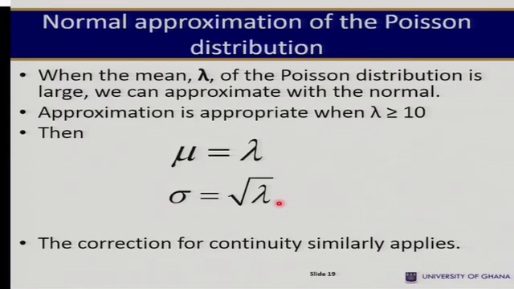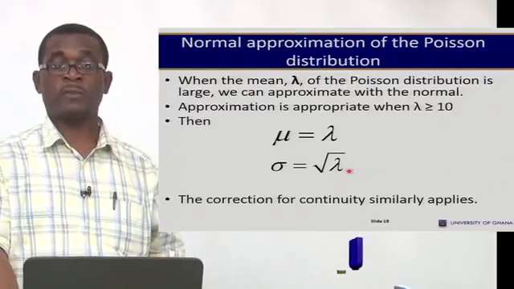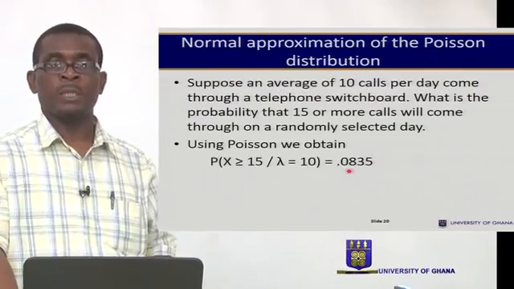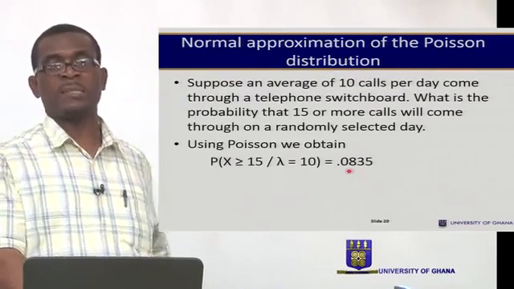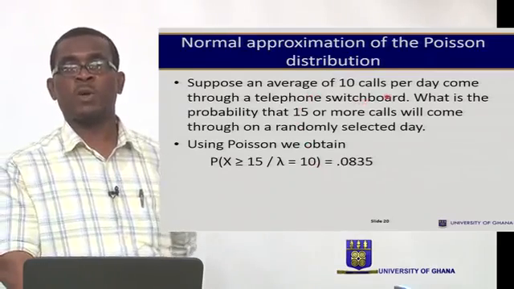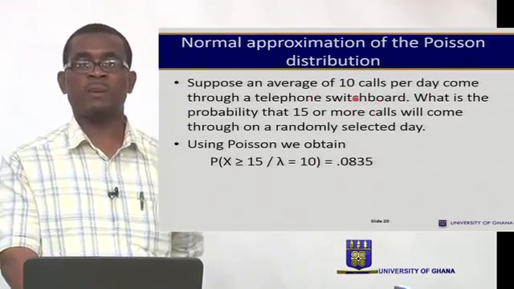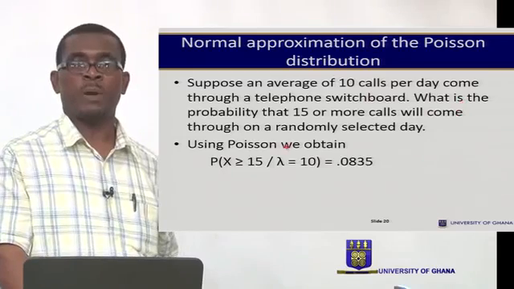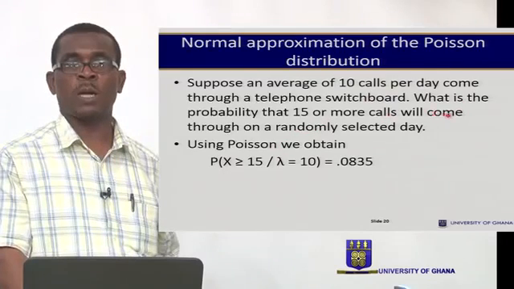Now, the correction for continuity that we just talked about also applies here, because again, the Poisson is discrete, but the normal is continuous, and we are using the continuous to approximate the discrete. So we need to correct for continuity. So let's say this question says that an average of 10 calls per day come through a telephone switchboard. What is the probability that 15 or more calls will come through on a randomly selected day?